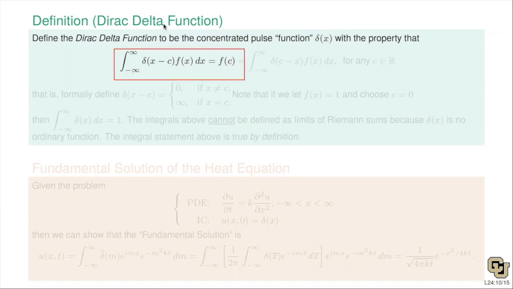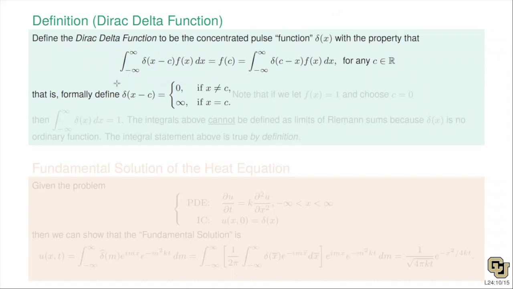And so here, when x equals c, you'll have delta of 0. And at 0, we define the Dirac delta to be this infinite impulse. So when x is not equal to c, this is always 0. When x equals c, this is equal to infinity. And you can see the result of the integral is f of c.